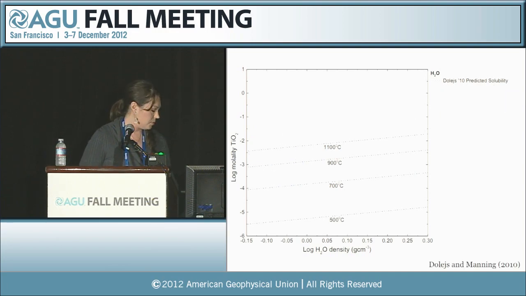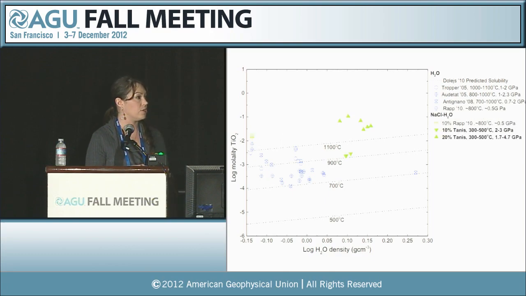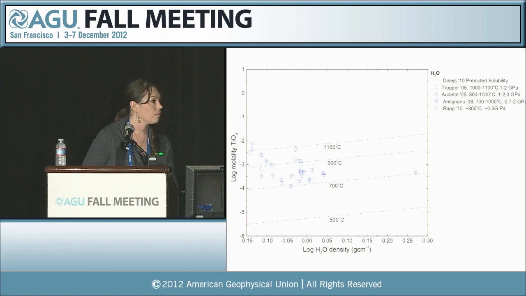So when we start to make the fluid more complex, as shown here, we add an NaCl component as Rapp did in 2010, and we see her data at 0.5 GPa and 800 degrees C has an increase in the concentration relative to pure water. Our data are from 300 to 500 degrees C. We use two different concentrations, 10% and 20% NaCl, and we are at much higher pressures from 2 to about 5 GPa, and we also see an increase in the concentration relative to pure water.